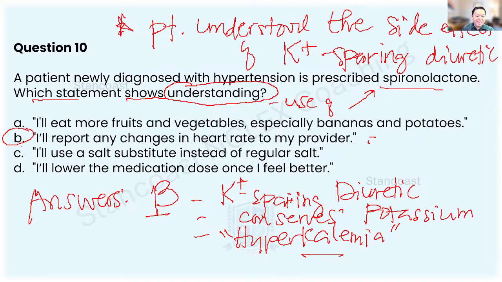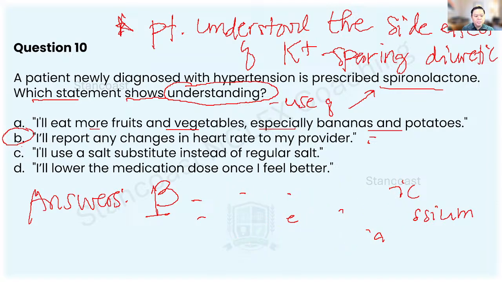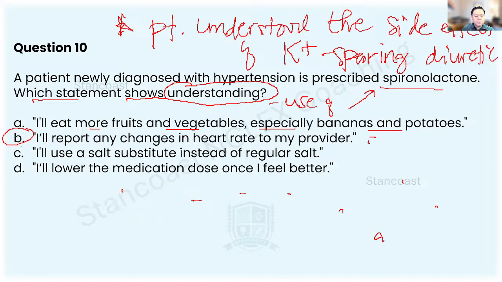If you answered letter A, I'll eat more fruits and vegetables, especially bananas and potatoes. These are food items that are rich in potassium. And we are not going to encourage the patient to consume these food items, okay? So let me erase this. It's getting too crowded.